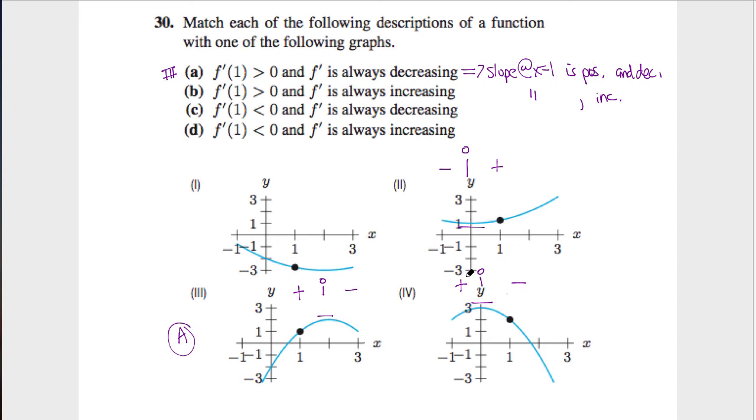So the only other location where our slope was positive at x equals 1 is in graph number 2. And so let's double check. Is f prime always increasing? Well, it was negative and it's becoming more and more positive, so yes. Graph number 2 matches with description B.